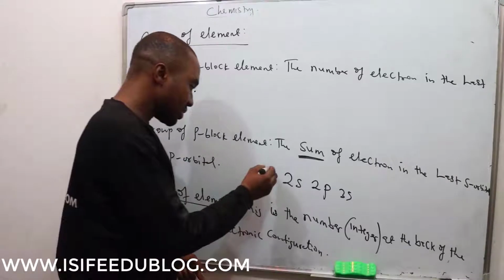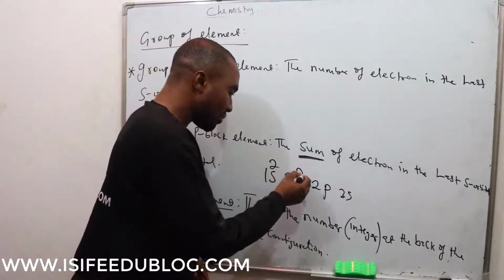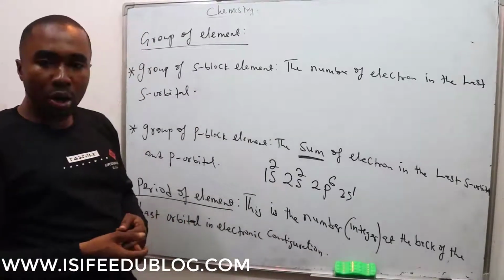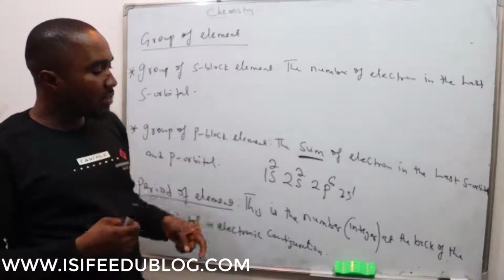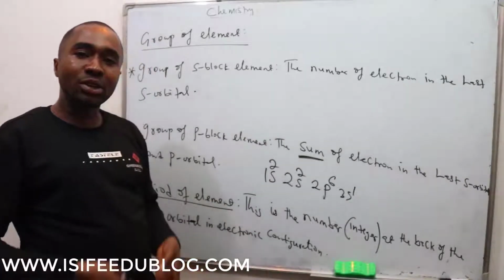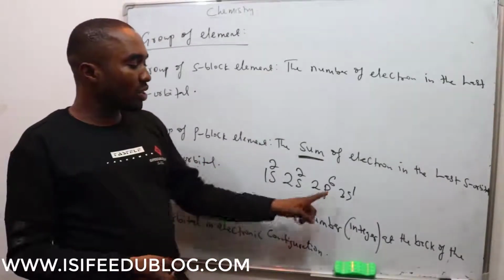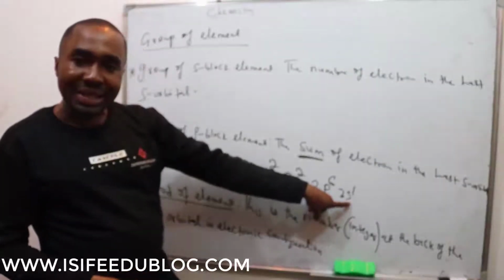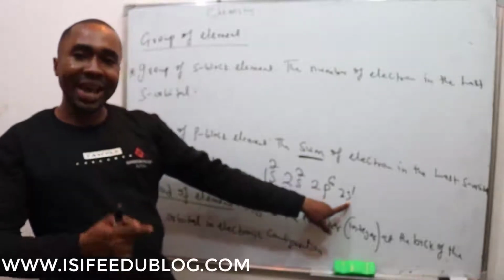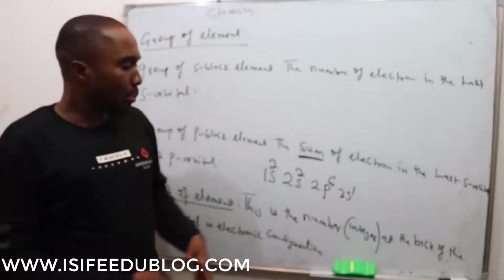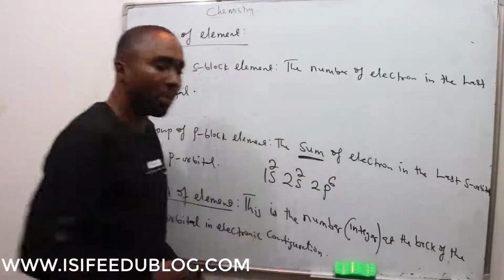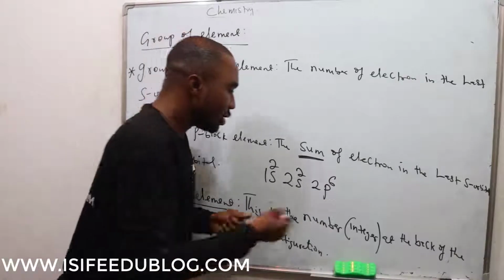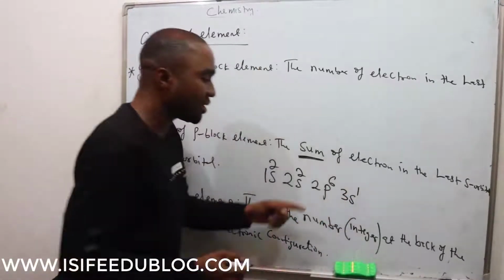Let's take, for instance, if I have this electronic configuration and I want to know the block of this element. The block of this element simply means where the last electron entered. The last electron did not stop at P. Where the last electron is found is in S. So this element is an S block element. But had it been that the electronic configuration stopped like this, that means the element will be a P block element. But this is what we are having: 3s1 is an S block element.